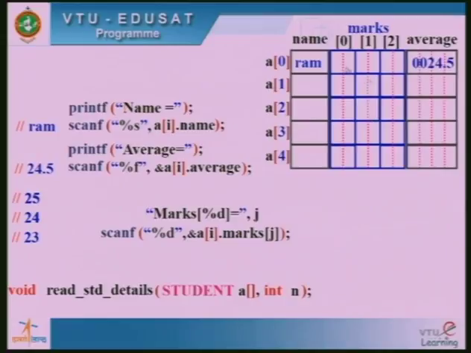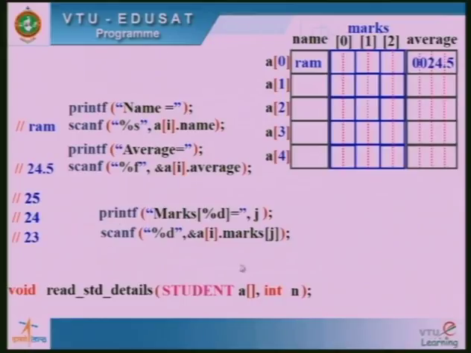What should be the initial value of j here? 0. If j equals 0, what is the output we get? Marks of 0 equal to, and here we enter. So this has to be displayed onto the screen, and for that I use a printf statement.